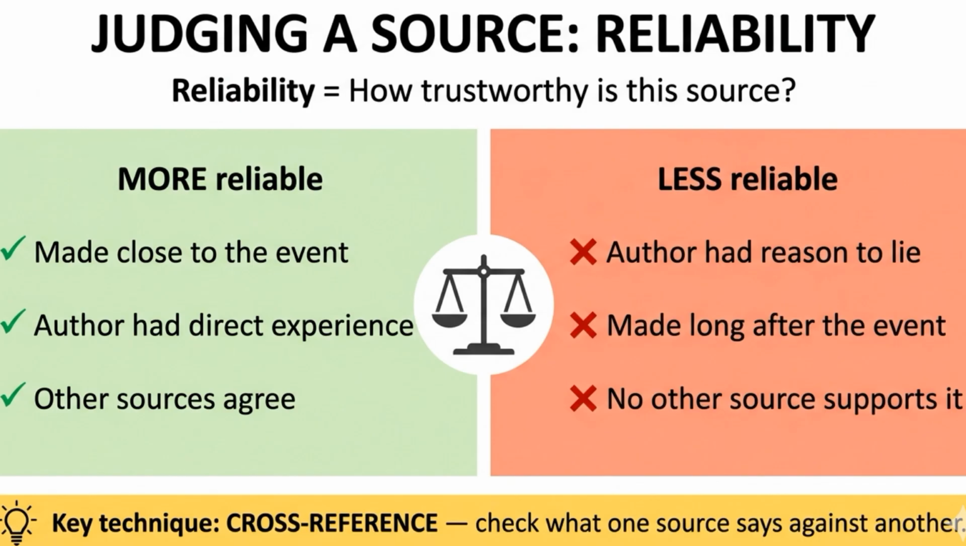The most important technique here is cross-referencing. That means checking what one source says against another source. If two different sources, made independently, agree on the same point, that information is more likely to be reliable. If only one source says something, you need to be more careful.